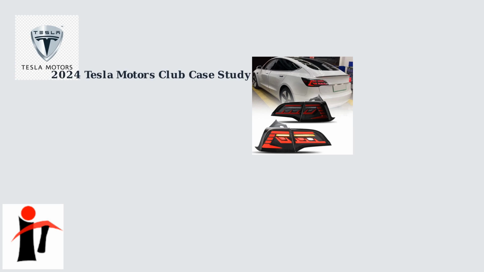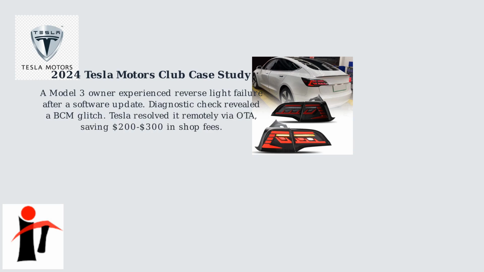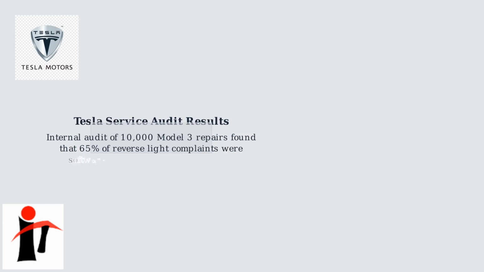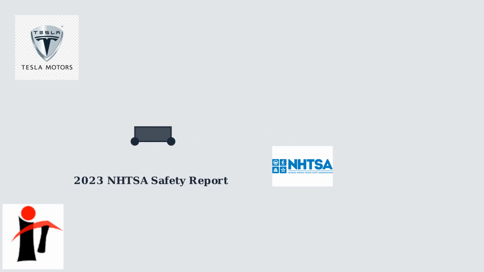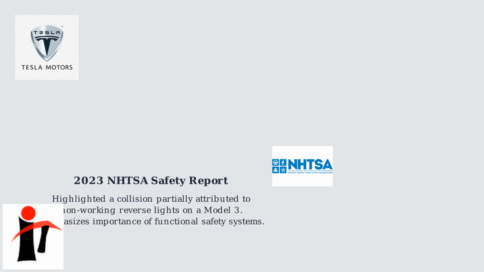In a 2024 Tesla Motors Club thread, a Model 3 owner experienced reverse light failure after a software update. A diagnostic check revealed a body control module glitch. Tesla resolved it remotely via over-the-air update, saving the owner $200 to $300 in shop fees. Tesla's internal audit of 10,000 Model 3 repairs found that 65% of reverse light complaints were software-related. However, a 2023 NHTSA report highlighted a collision partially attributed to non-working reverse lights on a Model 3, emphasizing the importance of functional safety systems.